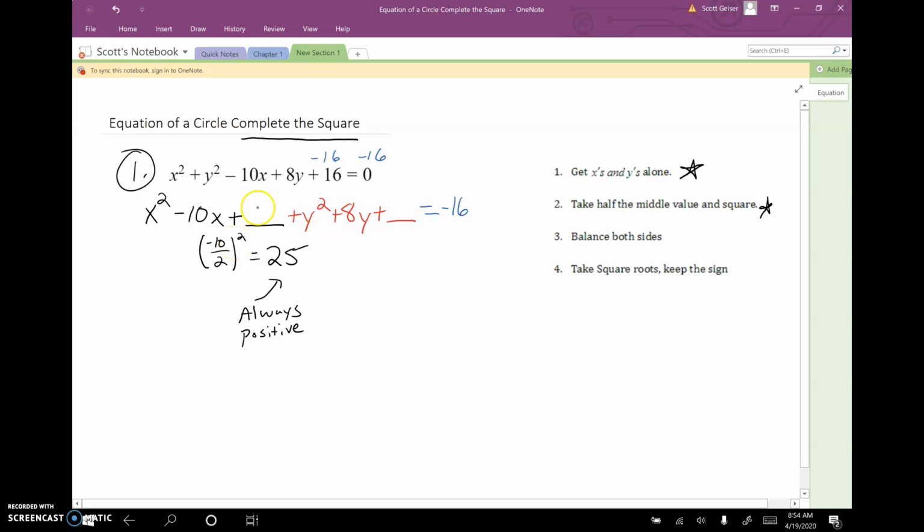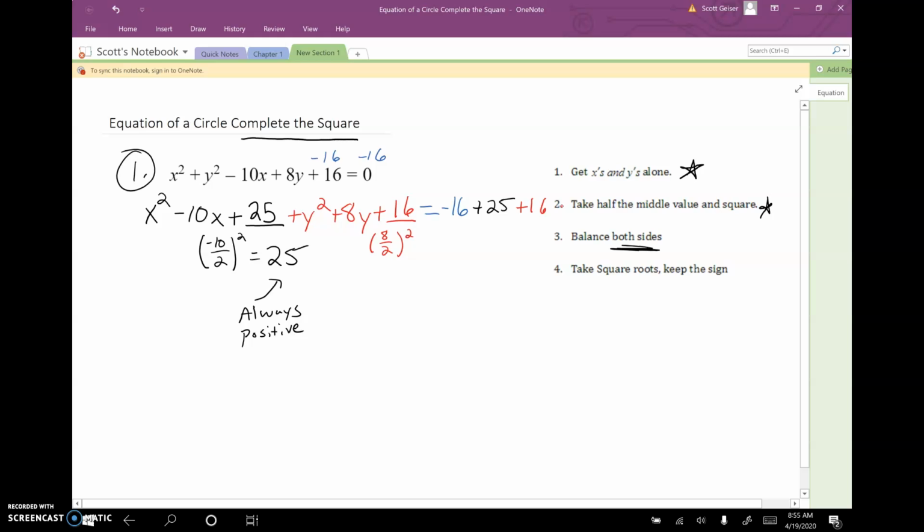Okay, so this is how I get what I'm going to insert into my equation. Okay. And since this number didn't exist already, I have to add it and balance both sides. Okay, if I add 25 over here, I have to add 25 on the right side to balance it out. Then I do the same exact thing with the y's. So now my middle term is 8. I'm going to take 8 divided by 2 and square it. Okay, 8 divided by 2 is 4. 4 squared is 16. And then I'm going to add 16 on this side.